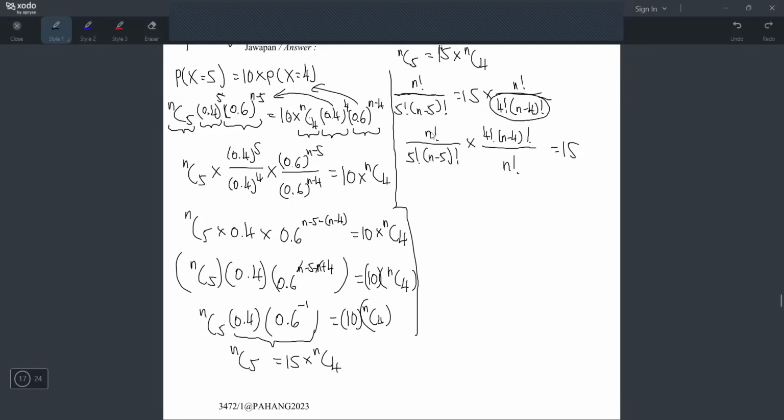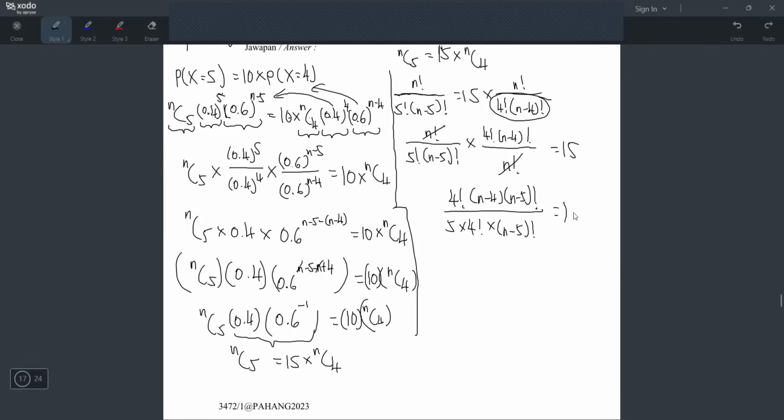And now you can see you can cancel, right? N factorial and n factorial can cancel. Even though we don't know n, I know that n factorial, when you calculate it, is just going to be a number. This is also just going to be a number. And if they're the same number, of course I can cancel, right? Even though you don't know n, you still can cancel it because they are the same number. Okay, after you reach here, you will end up with 4 factorial over n minus 4 times n minus 5 factorial, divided by 5 times 4 factorial times n minus 5 factorial.